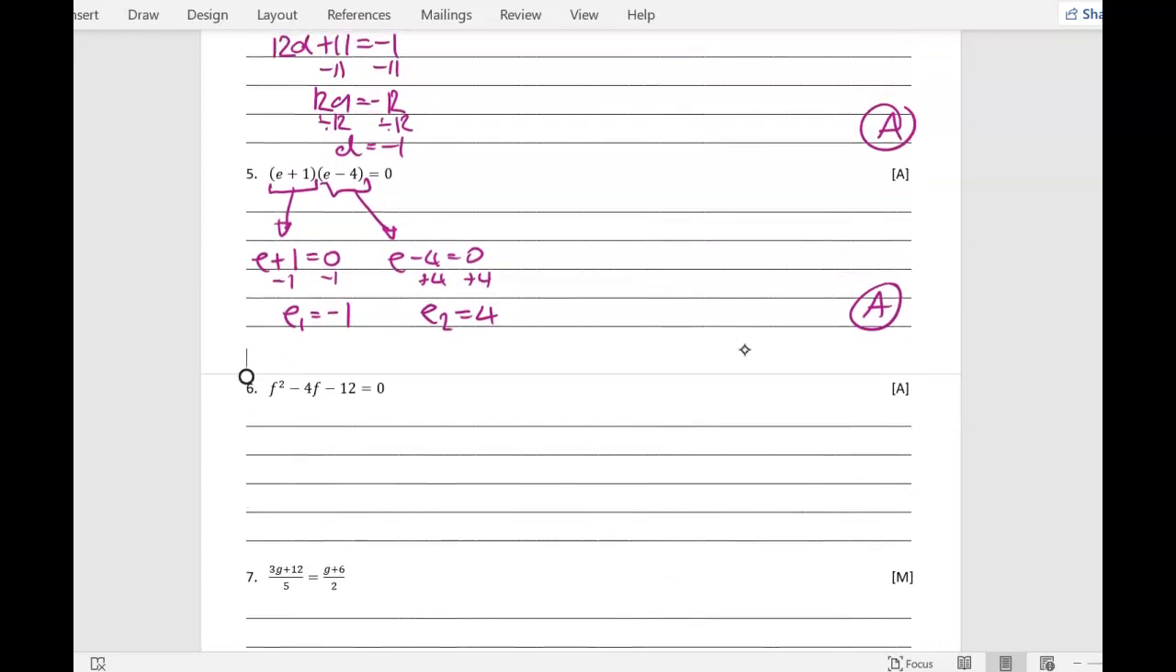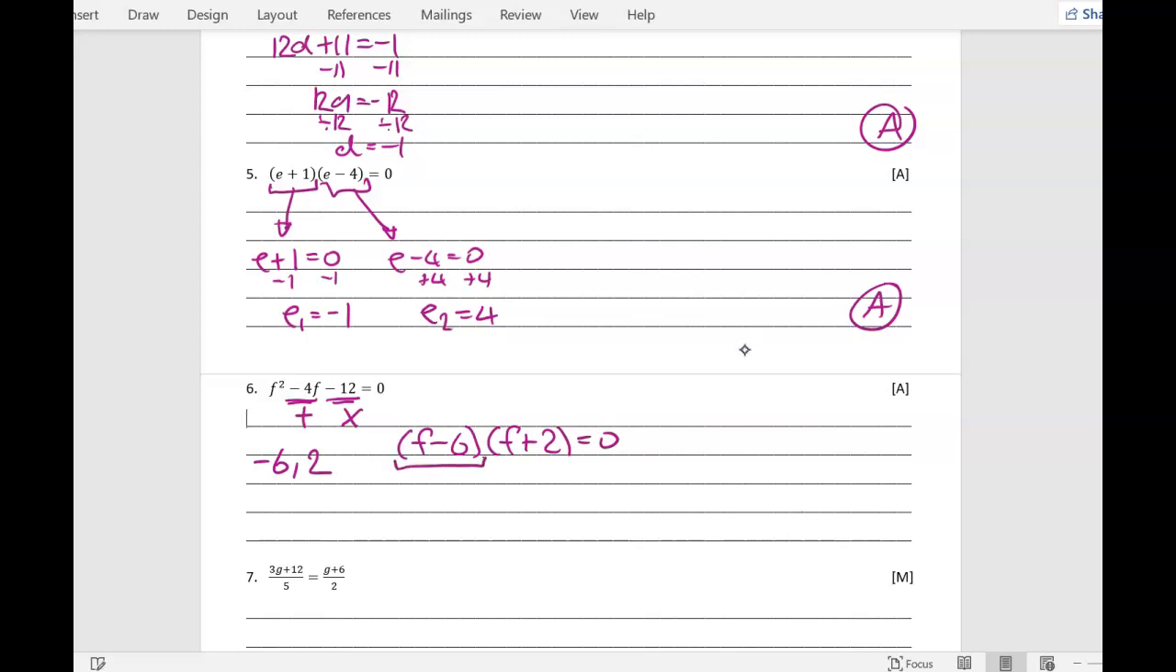And another quadratic because of that f squared, but the issue is it's not factorized at this time. So we need to factorize, then go ahead and solve. So we're trying to think what numbers multiply to -12 and add to -4. I'm thinking it's going to be -6 and +2. So that's going to form my brackets. I'm going to go (f - 6)(f + 2) equals 0.